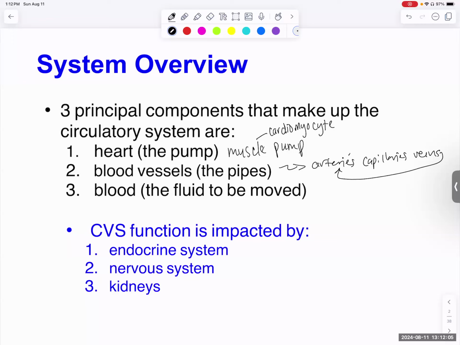So if it's carrying blood away from the heart, then it's an artery. Capillaries, you have exchange with blood and interstitial fluid. And then veins return blood back to the heart. So if you're like, what are you talking about? Here's the thing. It's a closed circuit.